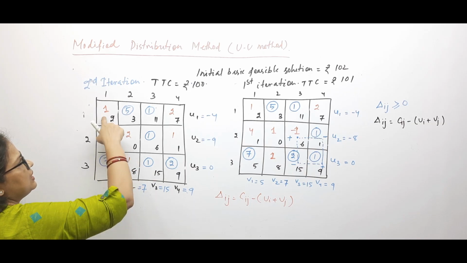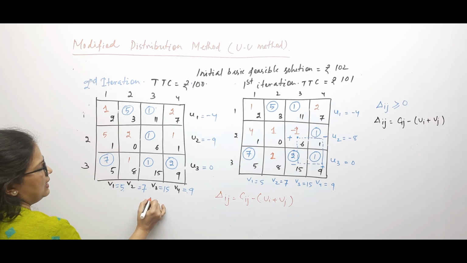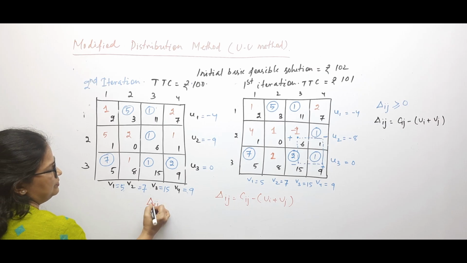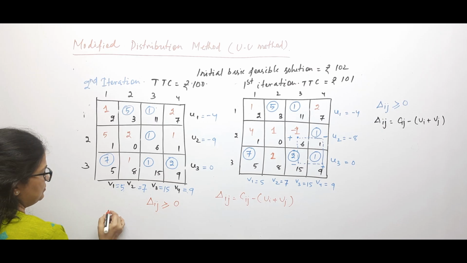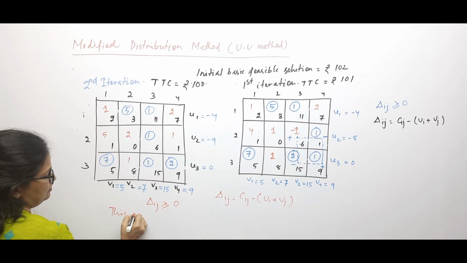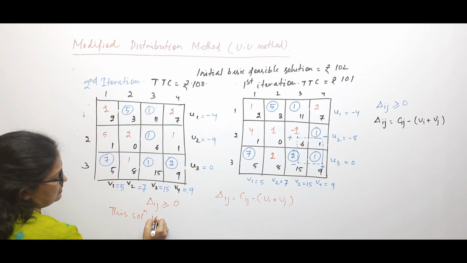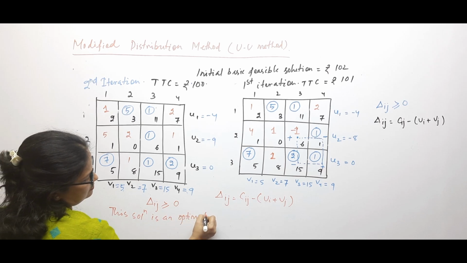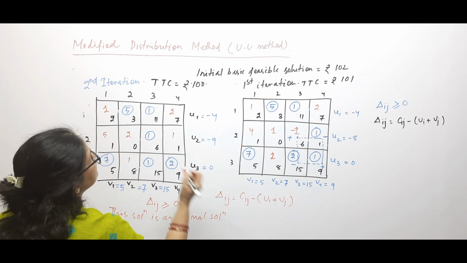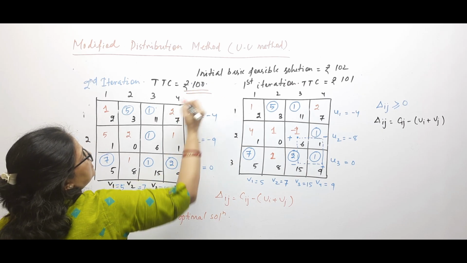So if we check, all our delta ij values are greater than or equal to 0. So this solution is an optimal solution and the optimal cost is 100.